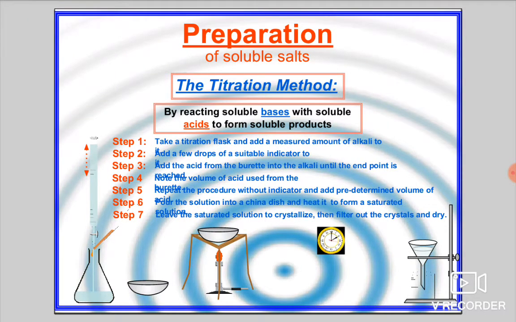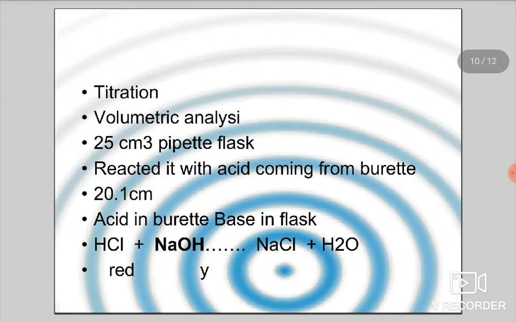Then pour the solution into a china dish and heat it to form a saturated solution. Then leave the saturated solution to crystallize. Then filter the crystals and dry them in the folds of filter paper, the same as the previous one. We will dry them, and we will obtain the maximum soluble salt from the titration method.